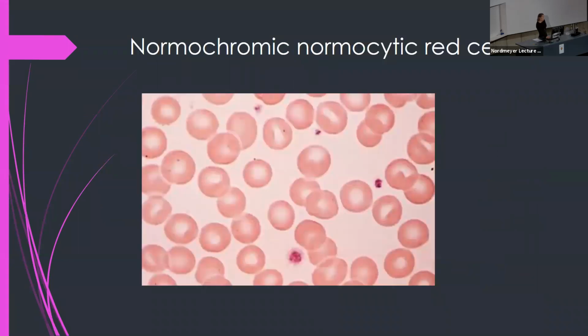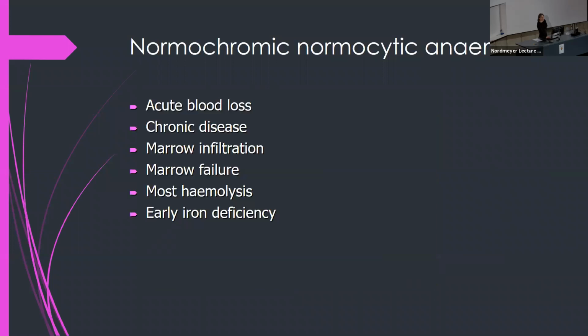Here's some pictures of normal red cells. And there's a list for normochromic normocytic anemia too. And if you have chronic disease, it can be either microcytic or normocytic. Marrow infiltration, marrow failure, hemolysis, early iron deficiency, but acute blood loss has got to be on the cards, I think, for this person, just on clinical grounds, really.